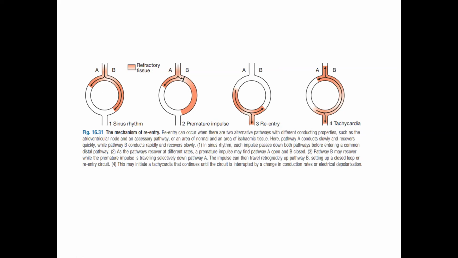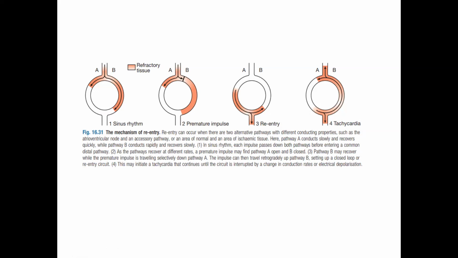In re-entry phenomena, what happens is, this A will be coming before B and it will be traveling towards the AV node faster. And also, since B is not conducting, this A will be conducting towards B. Here B is closed and A will be conducting towards B. It is known as re-entry phenomena. Normally, it should come like this and go downwards only. Here it will be coming downwards as well as going towards B. It is known as re-entry phenomena.